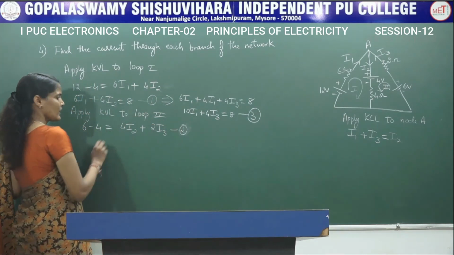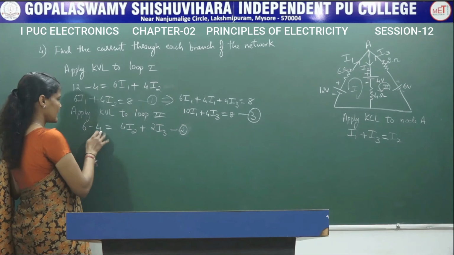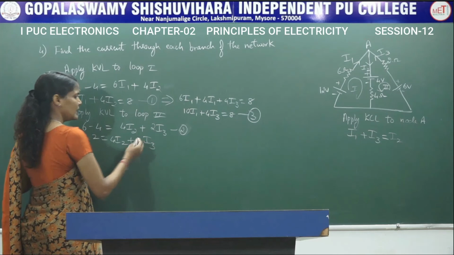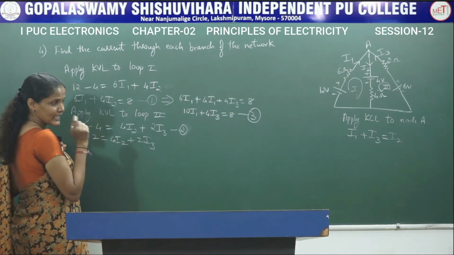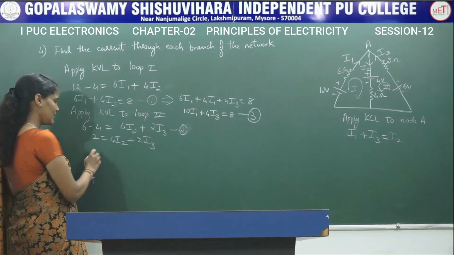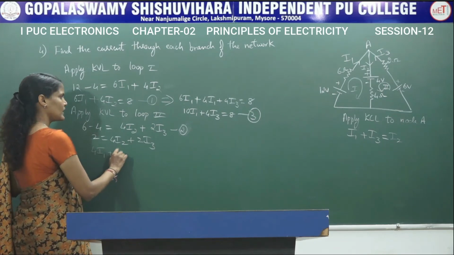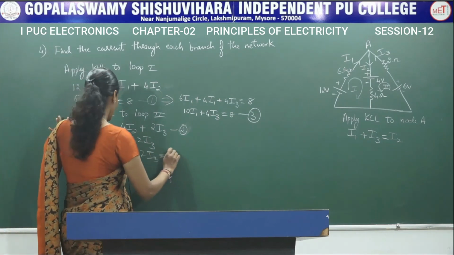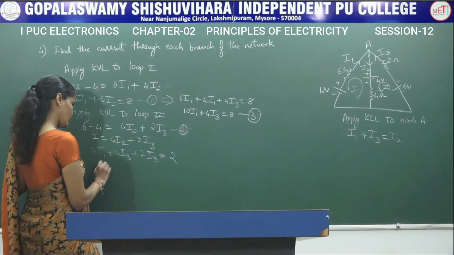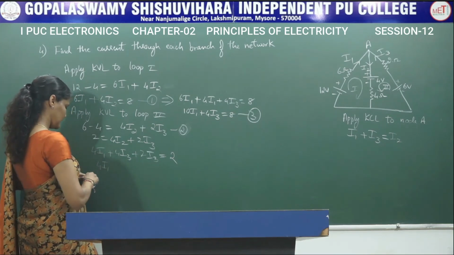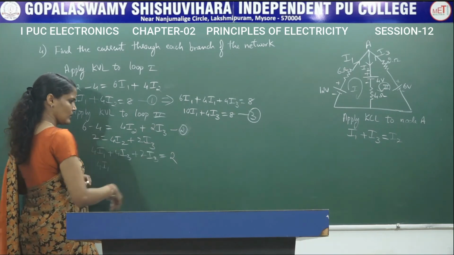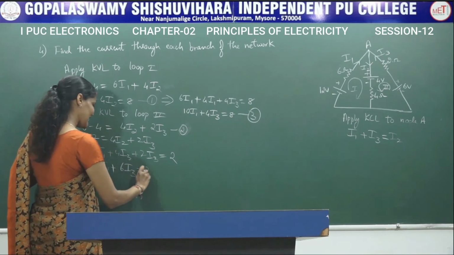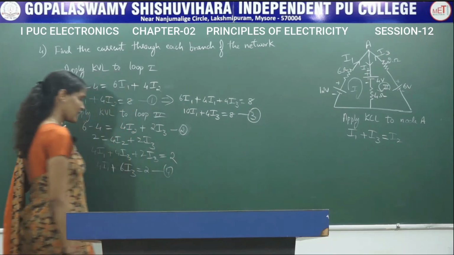Coming to this part, 6 minus 4 is equal to 2, 4I2 plus 2I3. Now, we are going to substitute I2 as I1 plus I3. So, 4I1 plus 4I3 plus 2I3 is equal to 2. So, 4I1 plus 4 plus 2, that is 6I3, is equal to 2. Let me call this equation number 4.